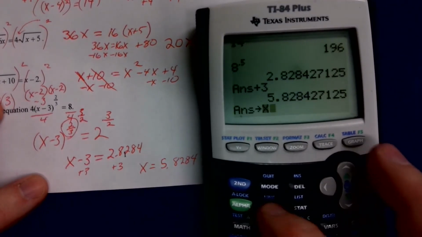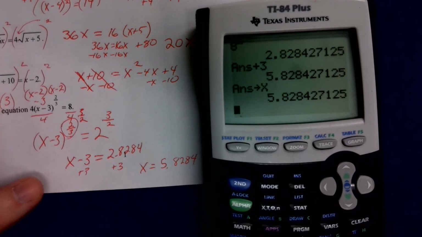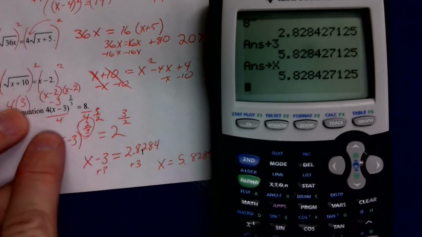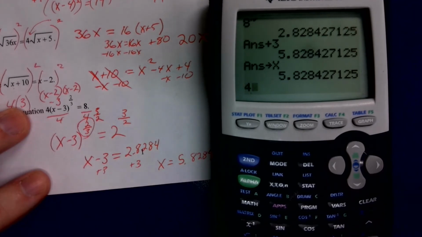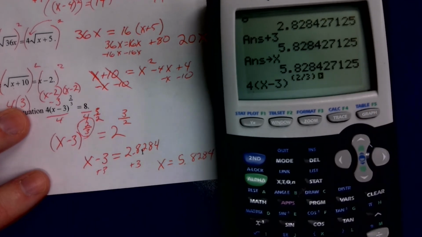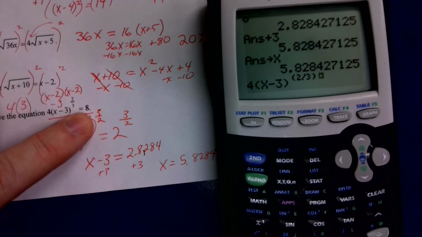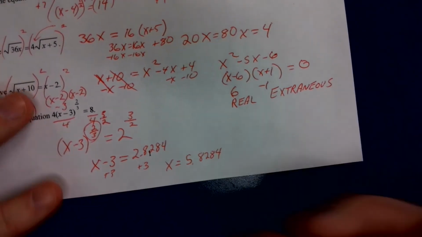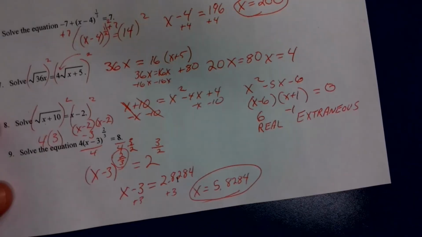I'm going to store that in x so that we have that as a thing to be able to go with. And then I'm going to retype my equation. That's this equation right here. So 4, parentheses, x minus 3, close parentheses, raised to, and remember, with old calculators you have to put this in parentheses, so I'm going to go ahead and do it anyways, even though I don't need it on this one. Raised to the 2/3, and when I hit enter, cross my fingers that it's going to say 8, and whammo, it is 8. So the solution is that one right there.